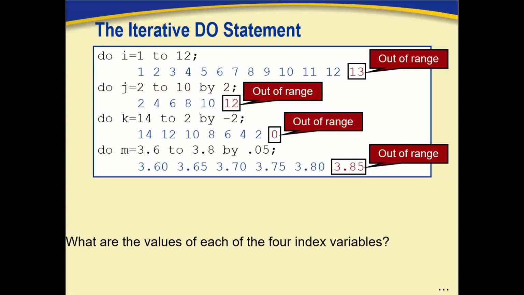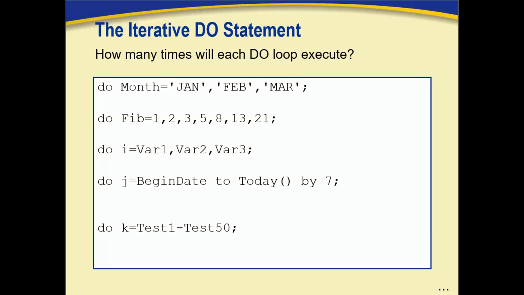But what about the character? How will it execute the loop for the character values? If it's a character, it will execute 3 times, like January, February, March, individually. When it comes to numerical values, it increments or decrements. But when it comes to character, the loop is executed as many times as the number of values you specified in the loop statement. So this is executed 7 times, and this is executed 3 times.